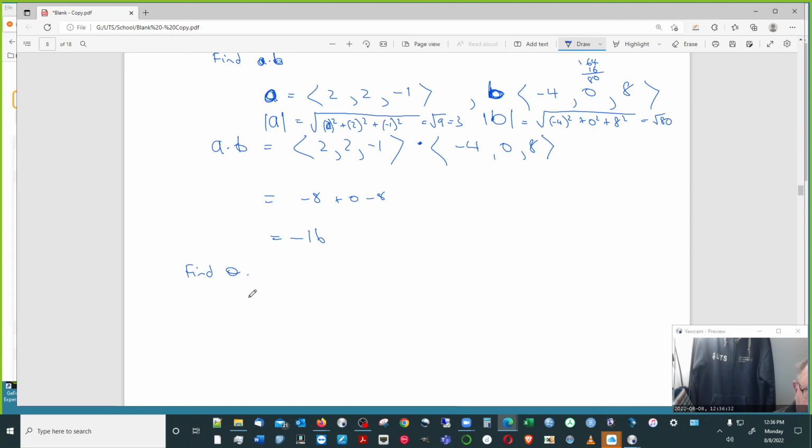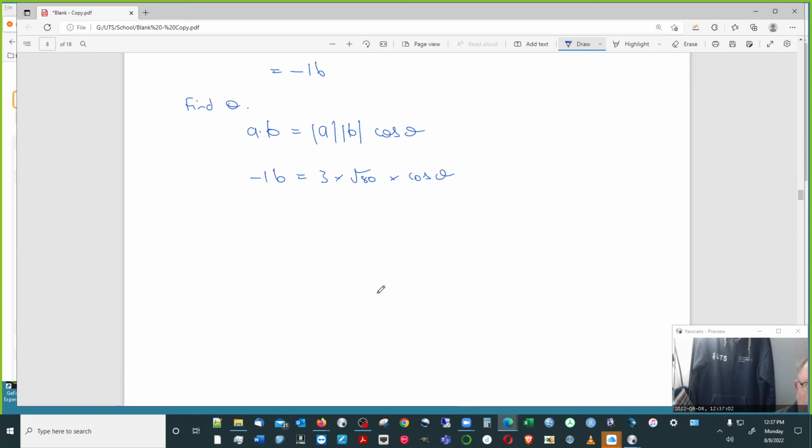Alright, now we know that A dot B, and I think this is what's probably causing confusion for you, has an equivalent form, and they're bold obviously, cos theta. So what we know is that the dot product from the component form is minus 16. The magnitude of A is 3. The magnitude of B is the square root of 80. And we've got cos theta.